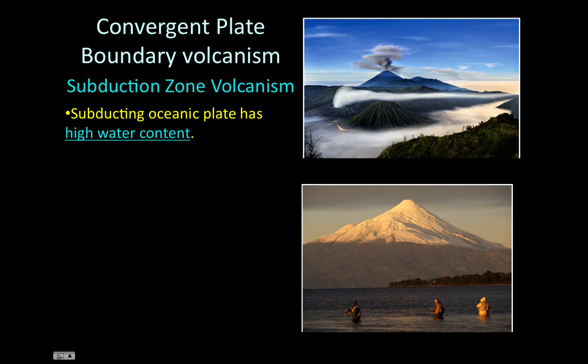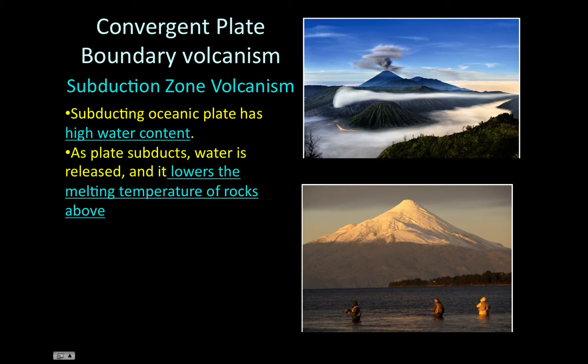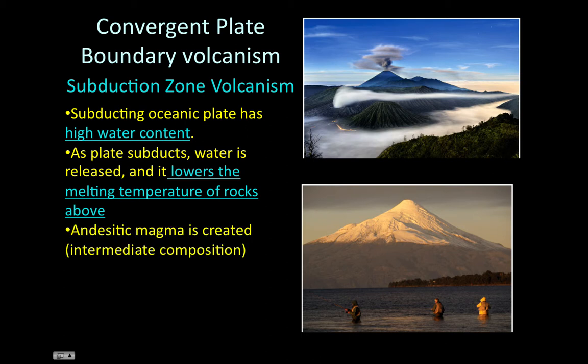There's lots of little cracks in the oceanic crust, and water can seep into these cracks. As the plate subducts, it gets heated up as it gets deeper and deeper inside of the Earth, and eventually the water that's in that subducted plate is released. The water instantly lowers the melting temperature of the rocks above. Even though they were solid before, now they melt at a lower temperature, and so you create magma.